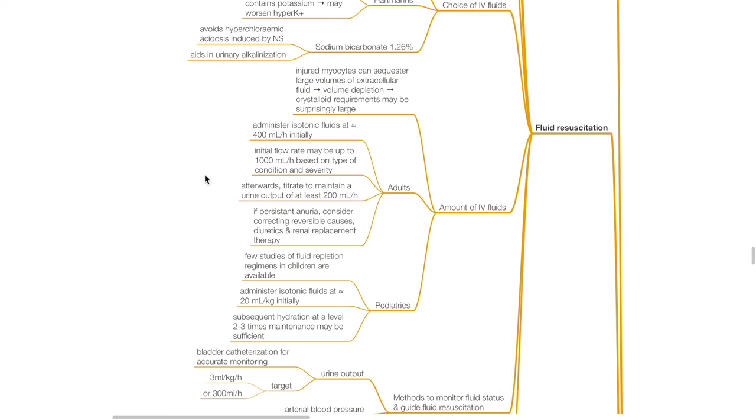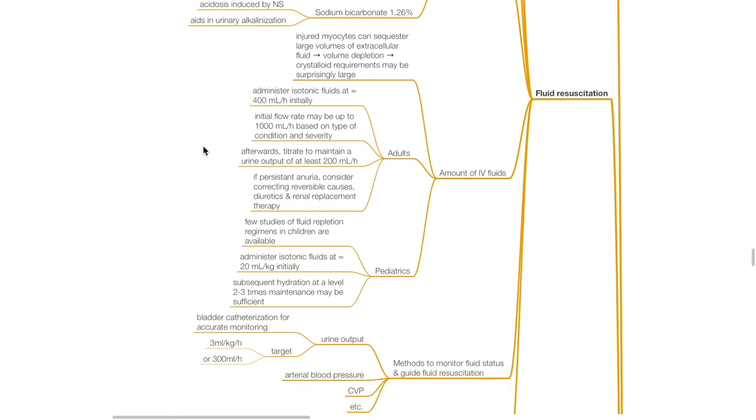With regards to the amount of IV fluids, injured myocytes can sequester large volumes of extracellular fluid. This results in volume depletion and crystalloid requirements may be surprisingly large. In adults, administer isotonic fluids at about 400 ml per hour initially. Initial flow rate may be up to 1 liter per hour based on the type of condition and severity. Afterwards, titrate IV fluids to maintain a urine output of at least 200 ml per hour in adults. If persistent anuria, consider correcting reversible causes, diuretics, and renal replacement therapy.